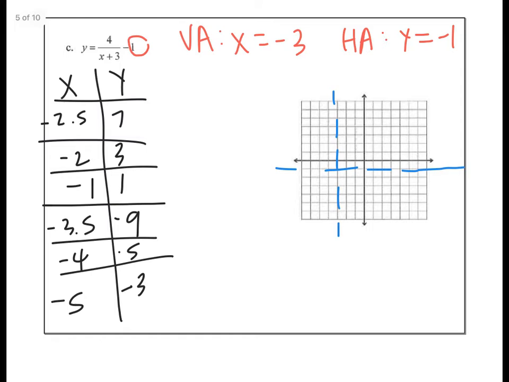All right, and then let's graph those. So negative 2.5, 7, we're right up top there. Negative 2, 3. Negative 1, 1. So again, swoop it. Oops, I was way off on that one, guys. Again, make yours more accurate than mine. Now the other side, negative 3.5, 9, somewhere down there. Negative 4, negative 5. Oops, that one should have been further over because it was negative 3.5. And then negative 4, negative 5, and negative 5, negative 3. And again, it would swoop down through those points.